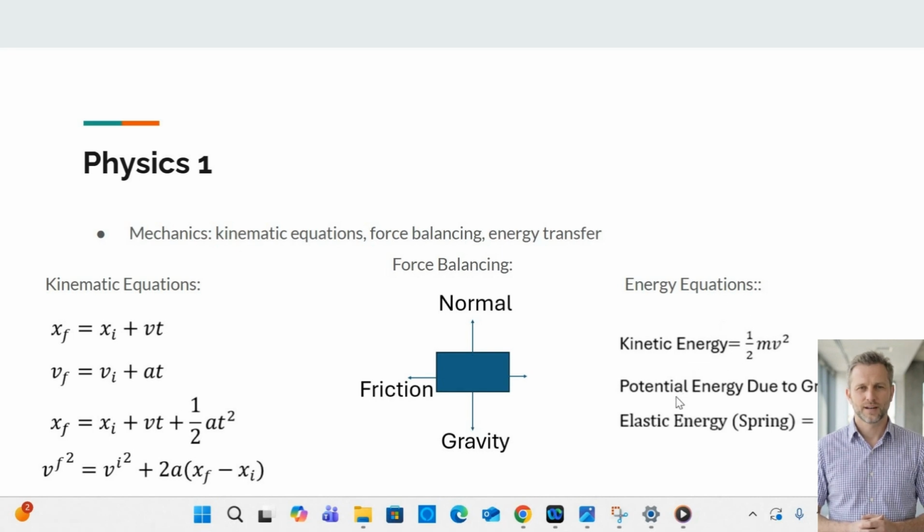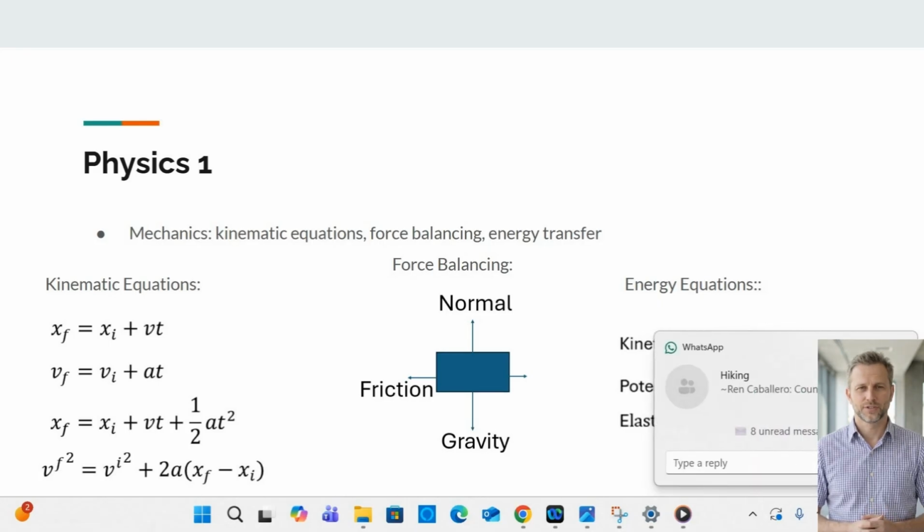So you might start with an object's potential energy due to gravity, which equals mass times gravity times height. So if you have an object right up here, then you calculate this potential energy. And then by the time it gets all the way back down, when you drop it, its kinetic energy is going to be equal to this.